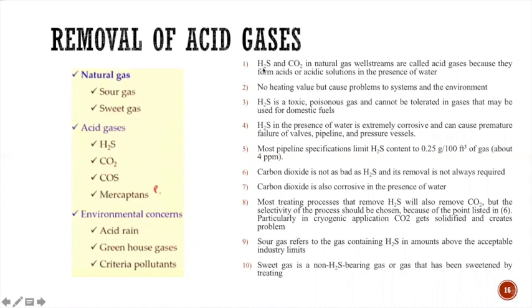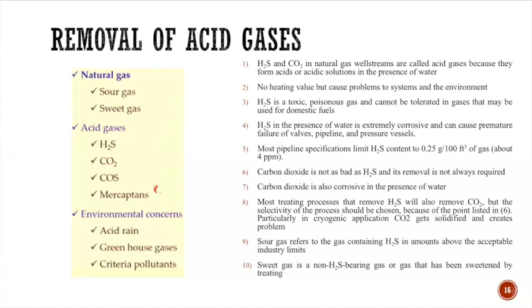So let's start with point one, that H2S and CO2 in natural gas well stream are called acid gases because they form acids or acidic solutions in presence of water, right? So once there is water, they form acidic solutions, which is not recommended. Also, these gases do not carry any heating value, right? Therefore, in terms of the end user, you can say these gases are not important, and they will cause the cost to increase during transportation. Therefore, these are not recommended, right?